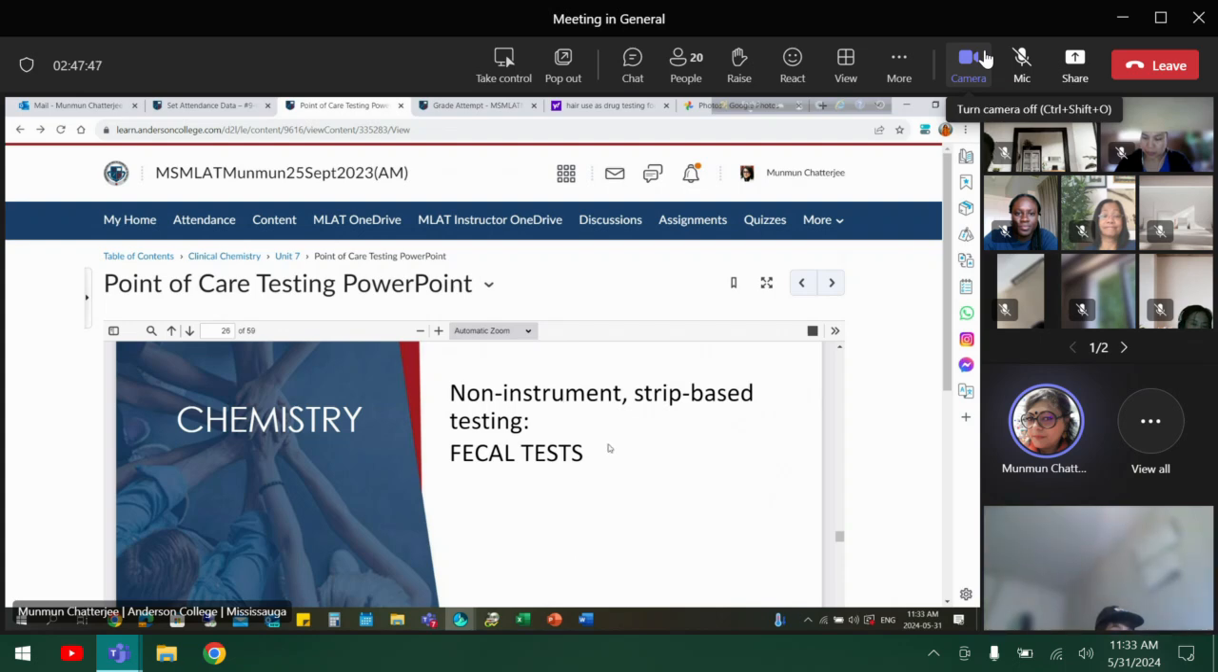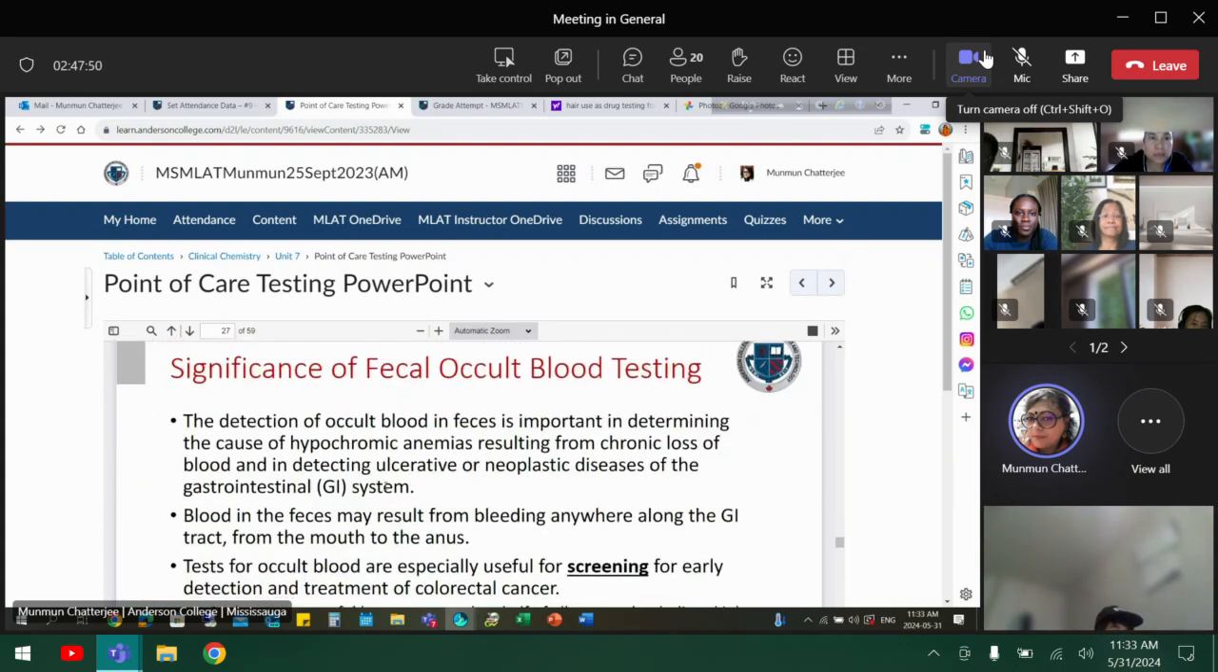So non-instrument strip-based, another one is the fecal test. Fecal occult blood test. The detection of occult blood in feces is important. If there is hypochromic anemia, that means chronic loss of blood, detecting sometimes ulcer, some neoplastic disease, some gastrointestinal hemorrhage or anything. So if there is any blood coming out in your digestive system and then going to the blood, to catch that one, you have to use the fecal occult blood testing. We call it FOBT in short.